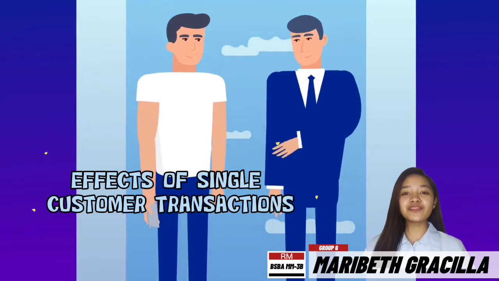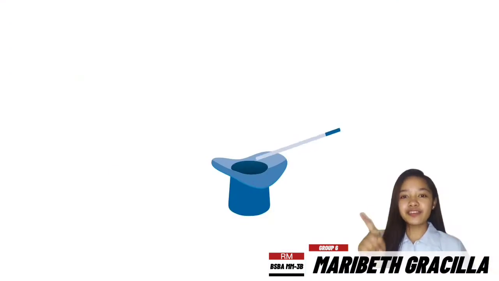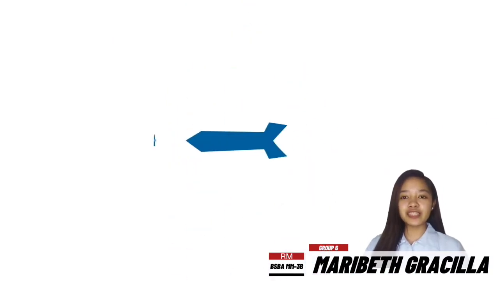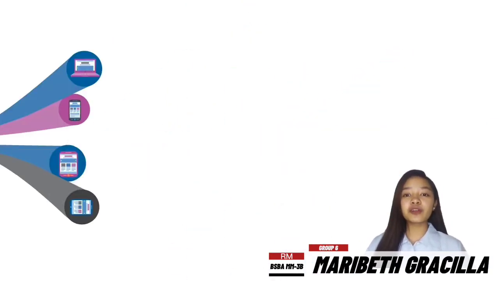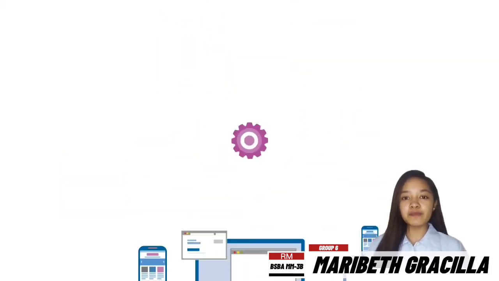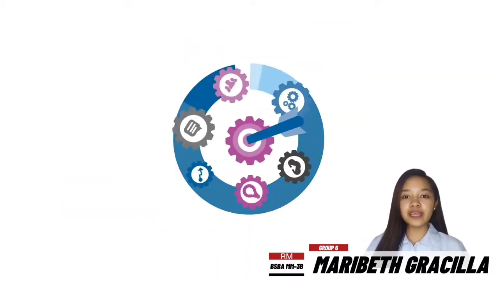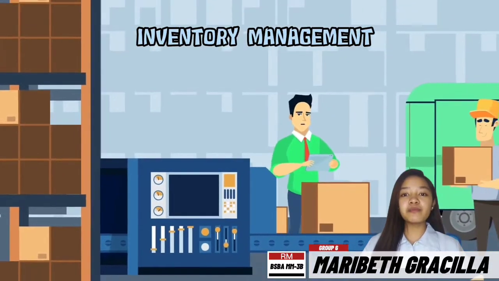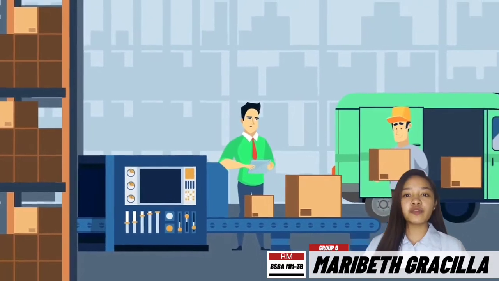Here are the effects of a single customer transaction. First is the marketing and promotion. Marketing and promotion is a set of activities to share knowledge about a particular brand, product, or service with as many people as possible with the aim of increasing brand awareness and sales. Second is the inventory management. Inventory management refers to the process of ordering.